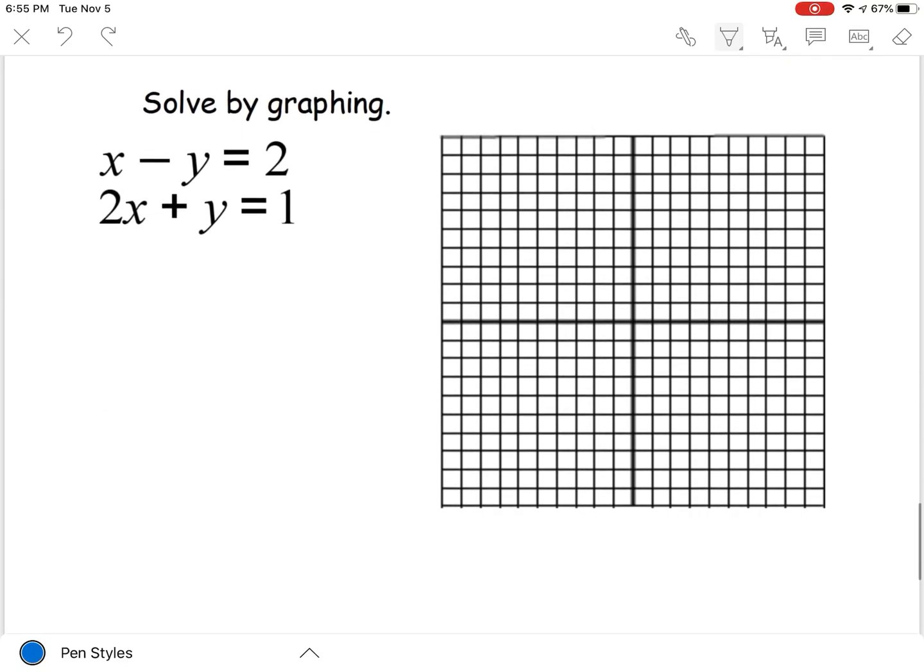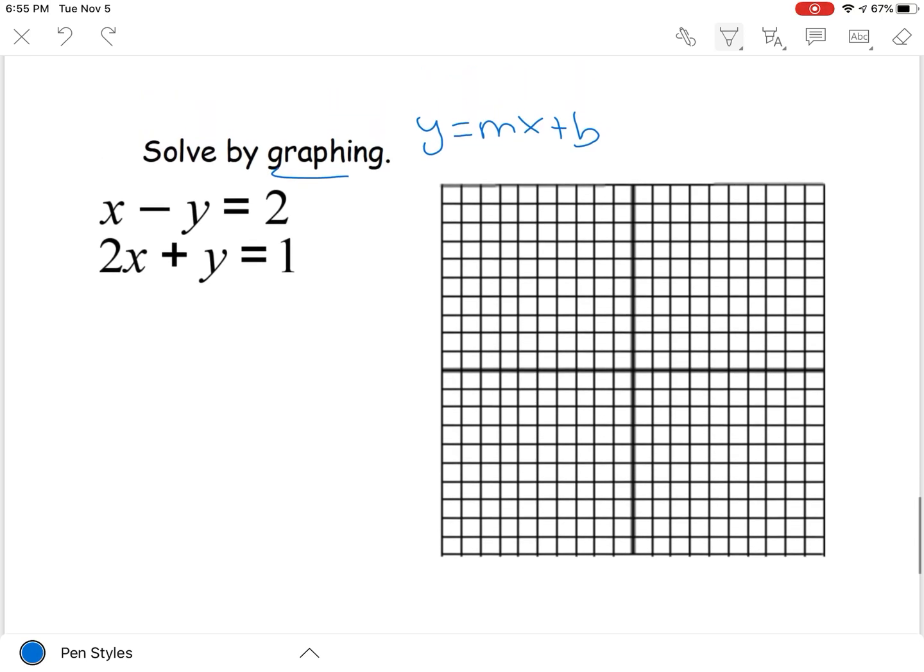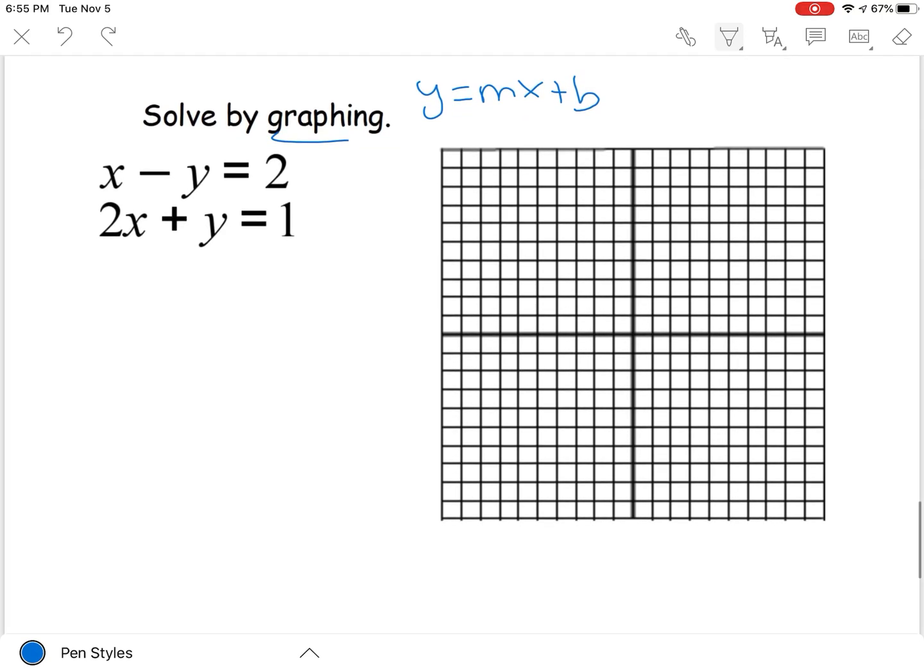Then, solve by graphing. Well, to solve by graphing, we need our equations to be in slope-intercept form. Okay, neither of these is in slope-intercept form, so we actually need to rearrange both of them. Well, for this x minus y equals 2, we can subtract x from both sides, so that would be negative y equals negative x plus 2, and then we need to divide everything by negative 1. So when we isolate y, we get that y is equal to x minus 2.